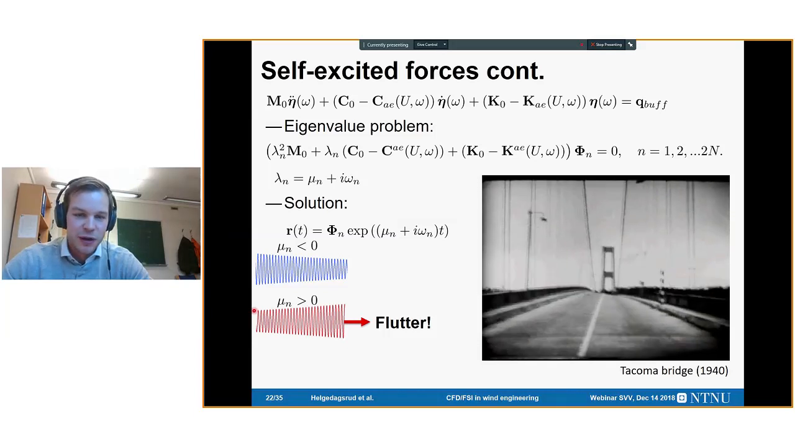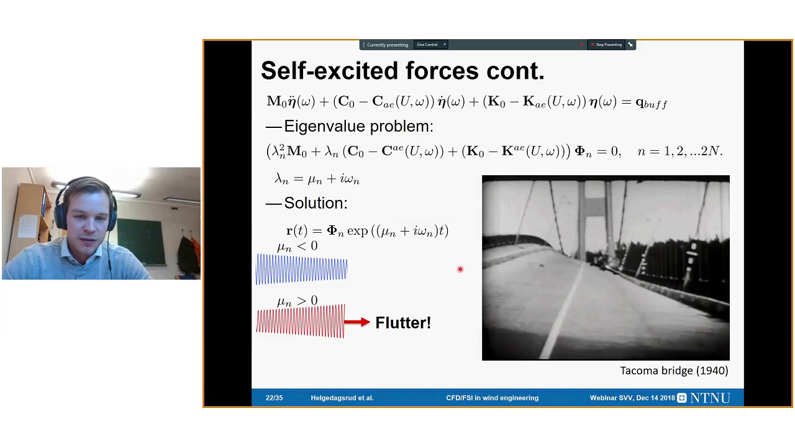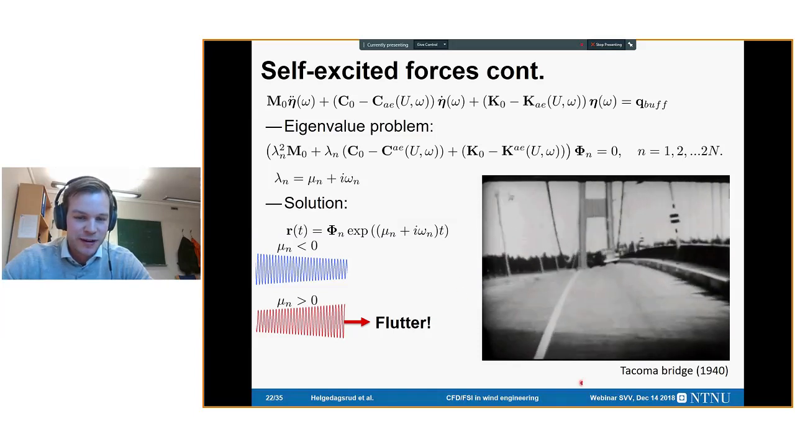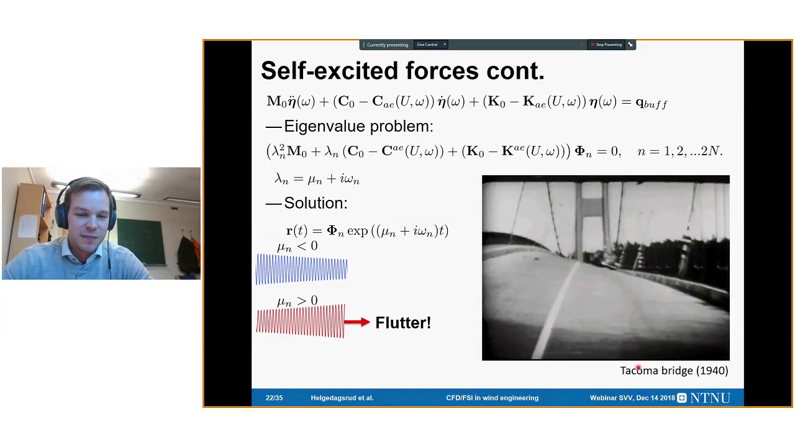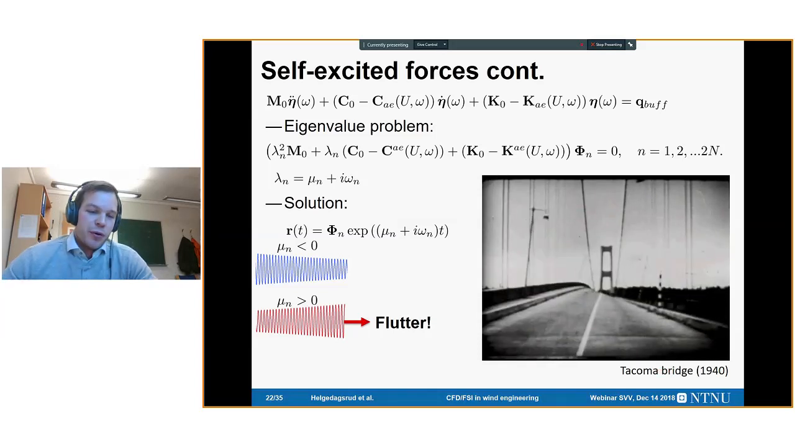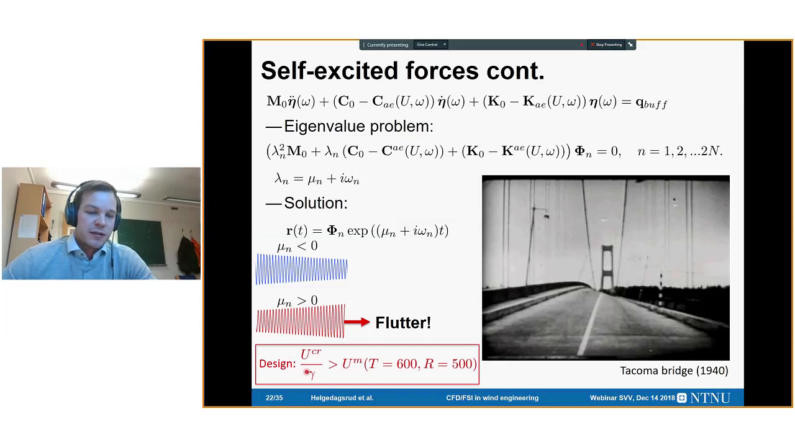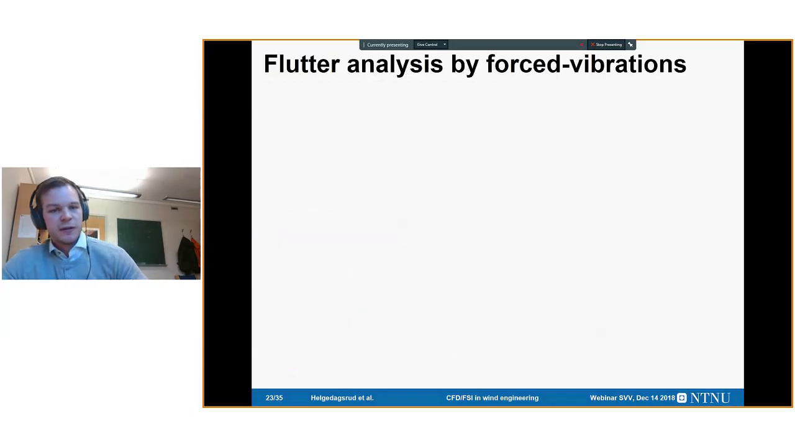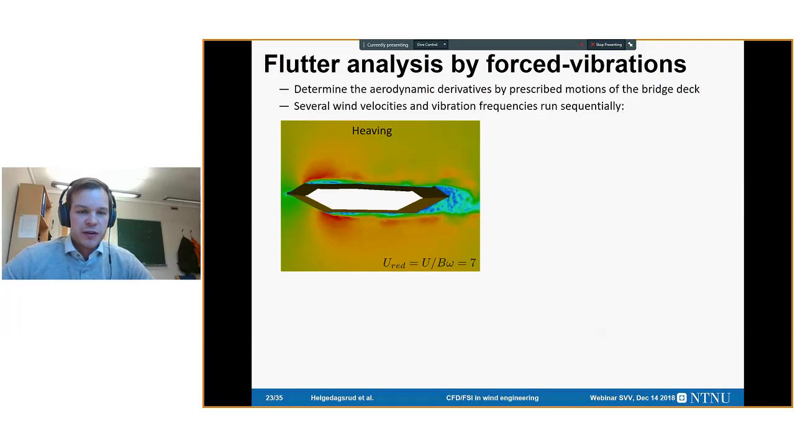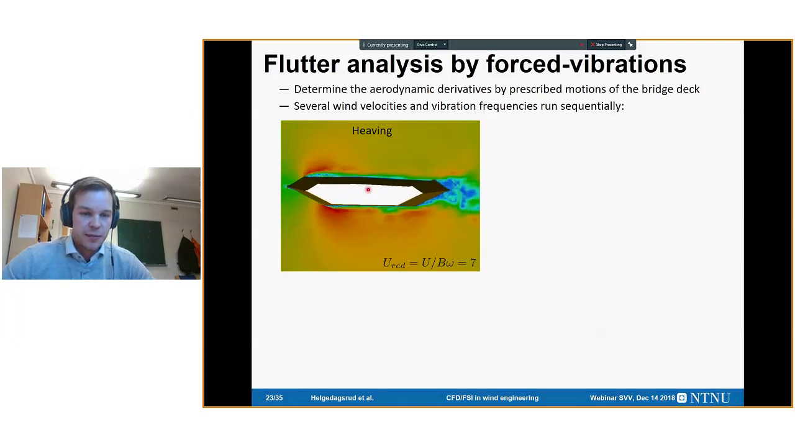It's a torsional divergence, but it's sort of the same thing, and it marked the starting point for flutter analysis. And we have to prove that the critical velocity, the flutter velocity, satisfies the design velocity. So this is from N400. So we need to find the flutter derivatives or the aerodynamic derivatives. Perhaps the easiest way is by forced vibrations, where we move the bridge deck in a prescribed motion, and we measure the corresponding forces.